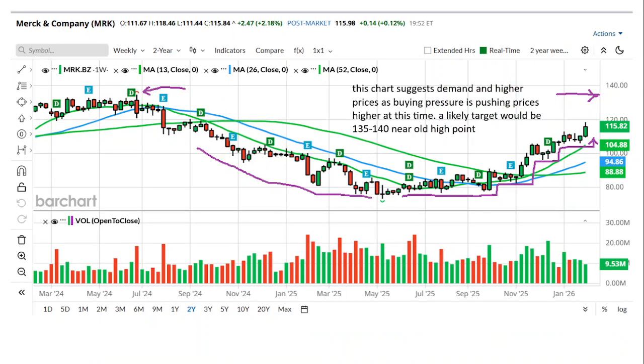This chart suggests demand and higher prices, as buying pressure is pushing prices higher at this time. A likely target would be maybe 135 to 140, near this old high point to the left. You can see all this congestion to the left, and at that time this was a high point on the chart. A lot of times stocks will get to these high points, or these resistance or supply areas, and stop there, at least for some period of time. So that would be a likely target point on this chart. That's all I'm trying to show you there.